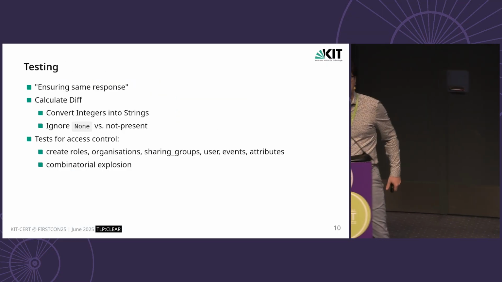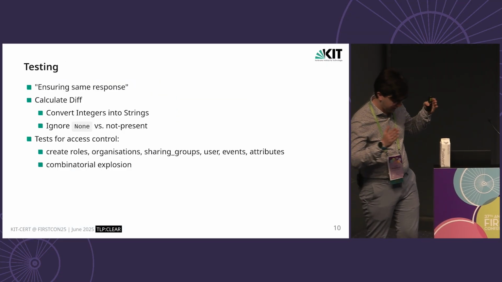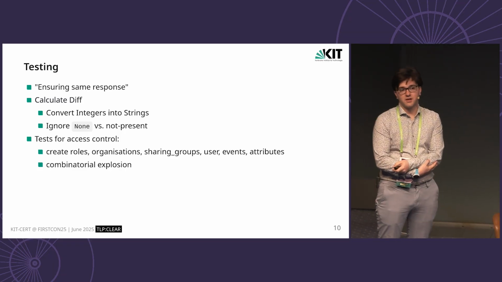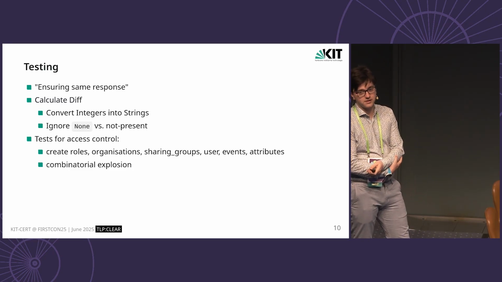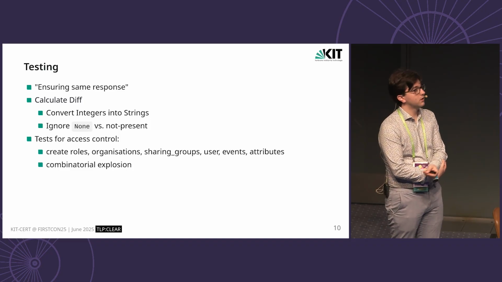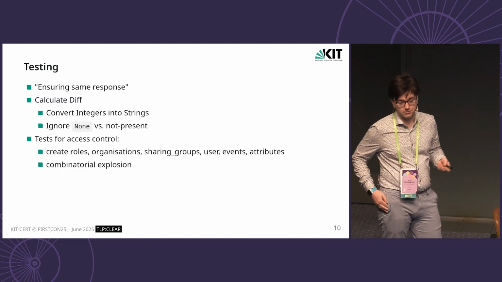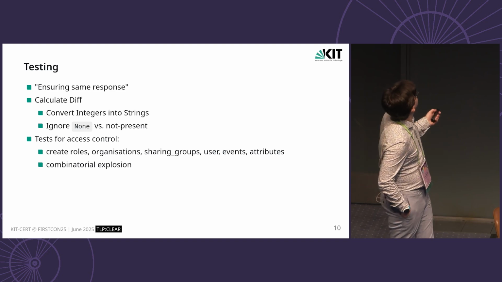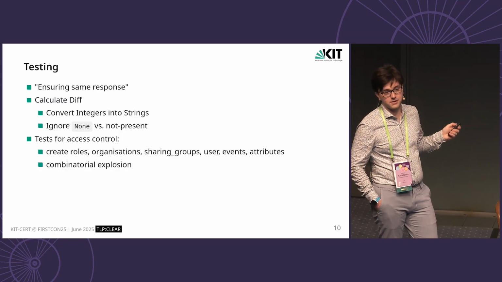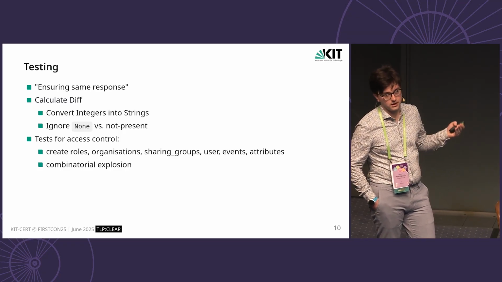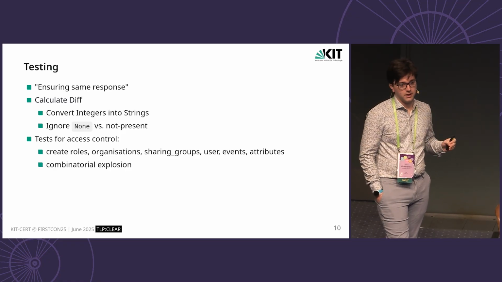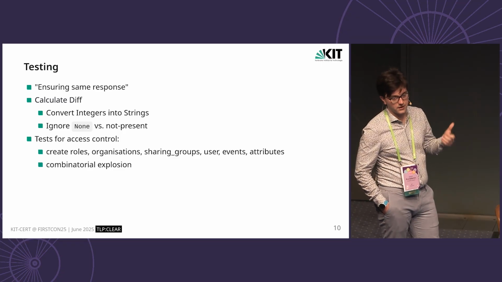What does that mean? Well, it's quite hard to define an equality state there, because sometimes MISP returns integers as strings and sometimes as integers. So we convert all integers into strings and then we compare. It just makes it easier for us. And we also say, okay, if we return a none where Legacy MISP doesn't return anything, so a key is not present in Legacy MISP, then we also say that's okay, and just leave it. That's a good test.